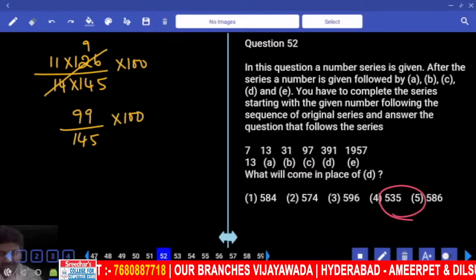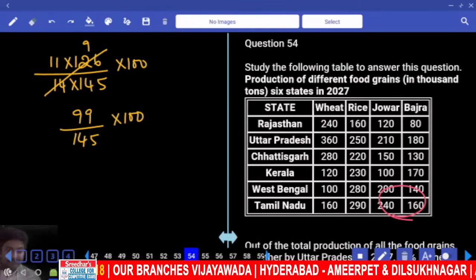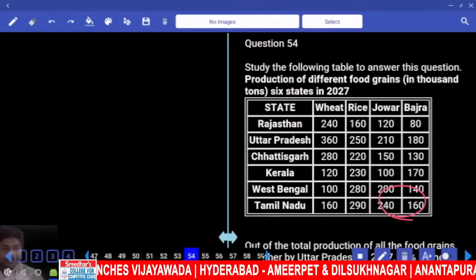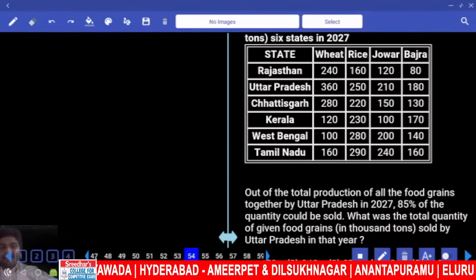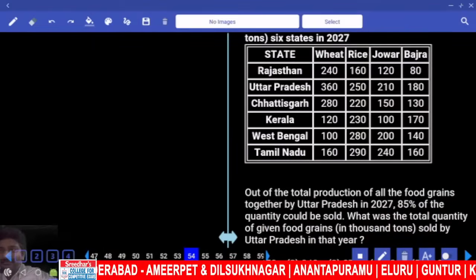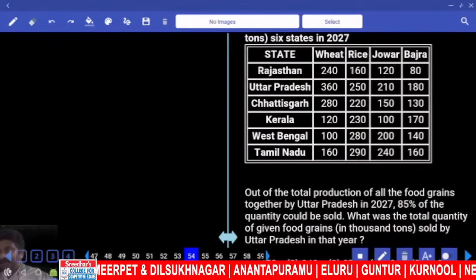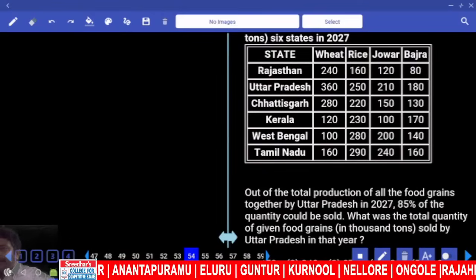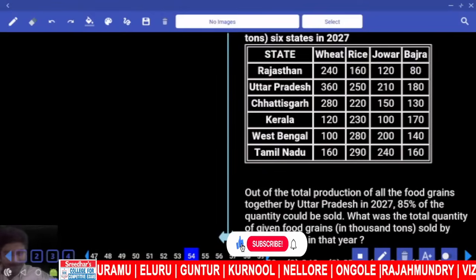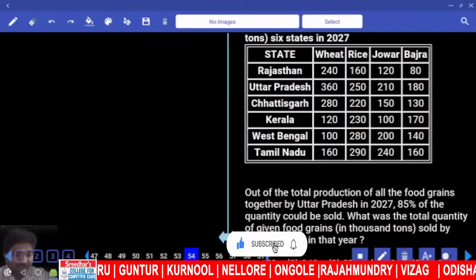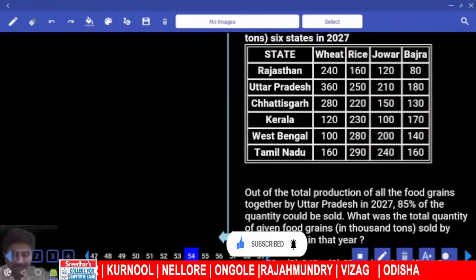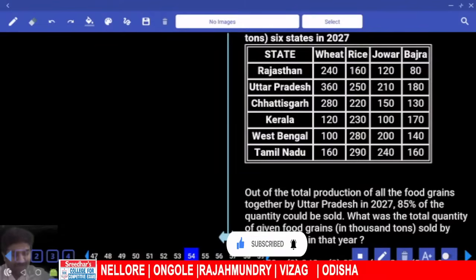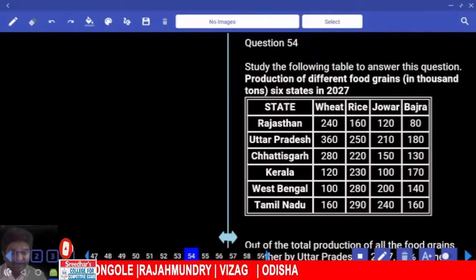Number series, double number series. So here also state versus grain. Numbers are clearly written there. We don't have to prepare any table, directly you can use the data. Out of total production of all the food grains together by Uttar Pradesh in 2027, given data is for 2027 only.